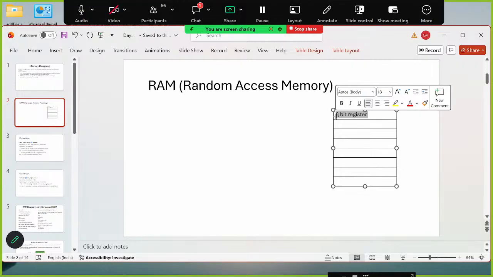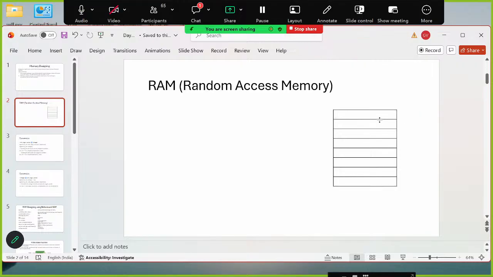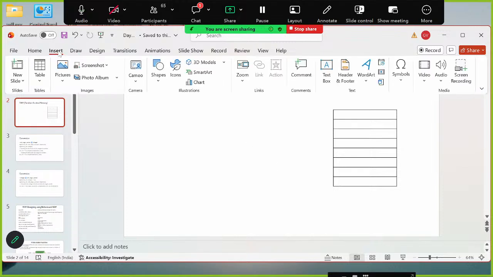In memory designing, these registers are called locations. These registers are referred to as locations also, right? What we can do is read and write the data in these registers.